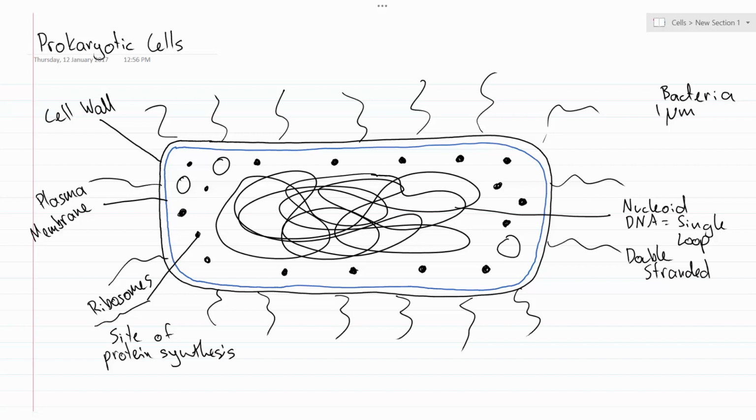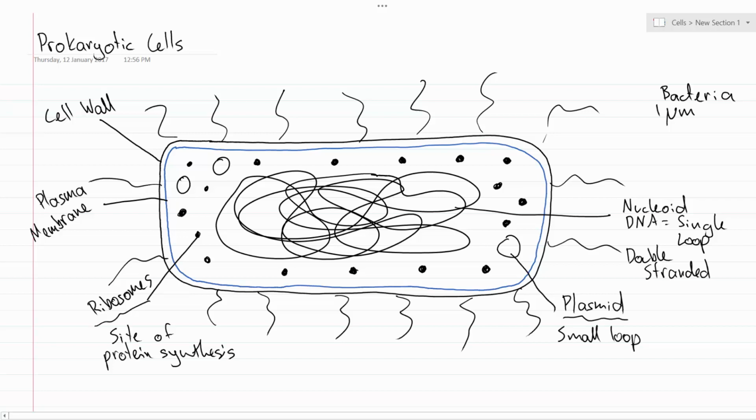If we go back to DNA just very quickly, we've got a bit of a loop here. These loops can be found in some prokaryotic cells. We call these a plasmid, and what they are is a small loop of DNA. So some bacterial cells can have these little outlying loops of DNA, and they can actually be quite helpful to humans when we're looking at genetic engineering. But we're not going to worry about that right at this moment.